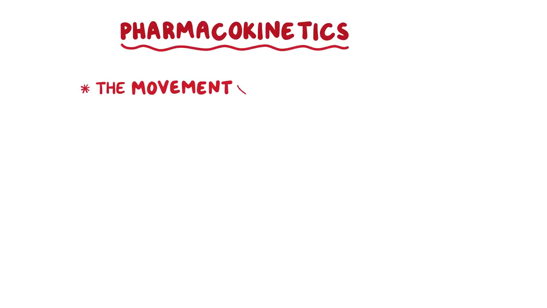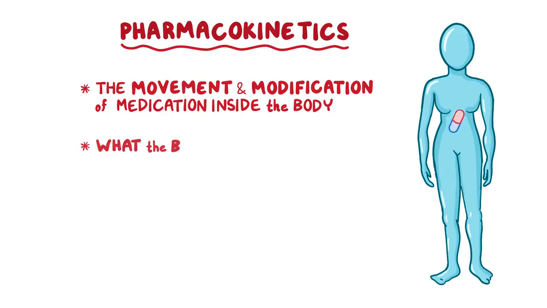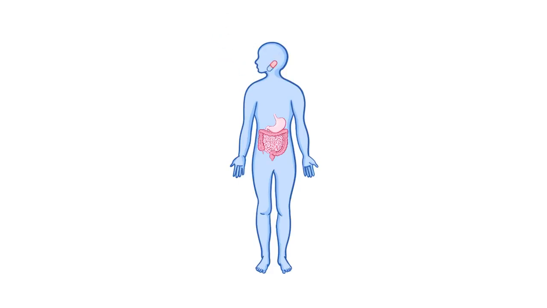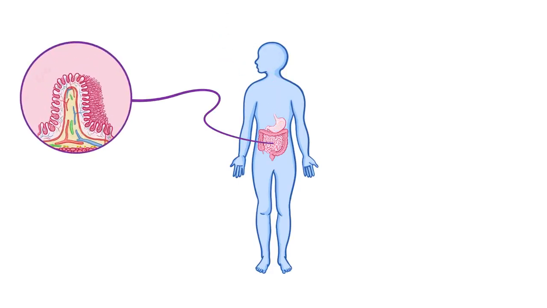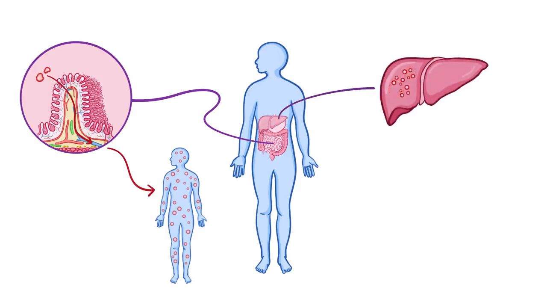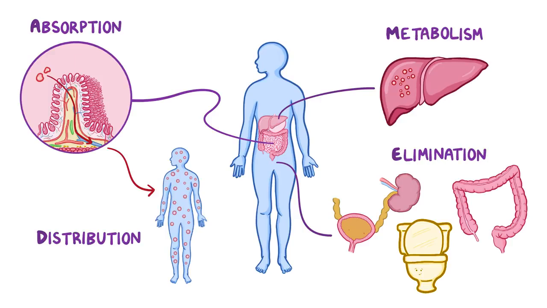Pharmacokinetics refers to the movement and modification of medication inside the body. Or more simply, it's what the body does to this medication and how it does it. Once the medication is administered, it first has to be absorbed into the circulation, then distributed to various tissues throughout the body, metabolized or broken down, and finally eliminated or excreted in the urine or feces. You can remember this as ADME: absorption, distribution, metabolism, and elimination.